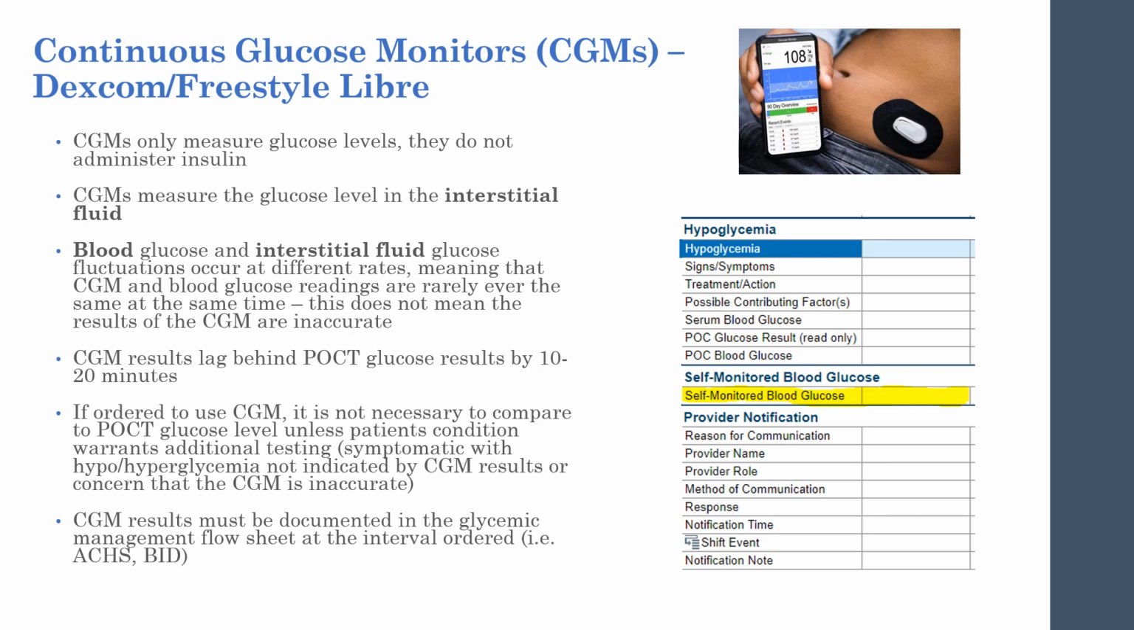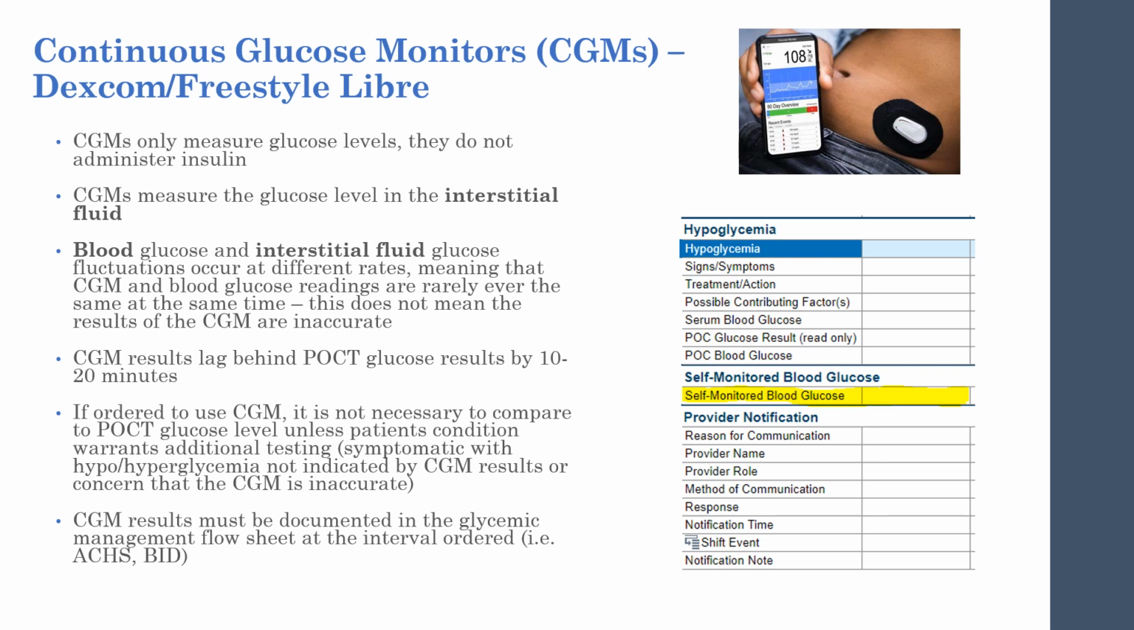If ordered to use CGM, it is not necessary to compare to POCT glucose levels unless the patient condition warrants additional testing. If you suspect that the patient may be hypo or hyperglycemic, which is not indicated by their CGM, that would be a good reason to obtain a POCT glucose.